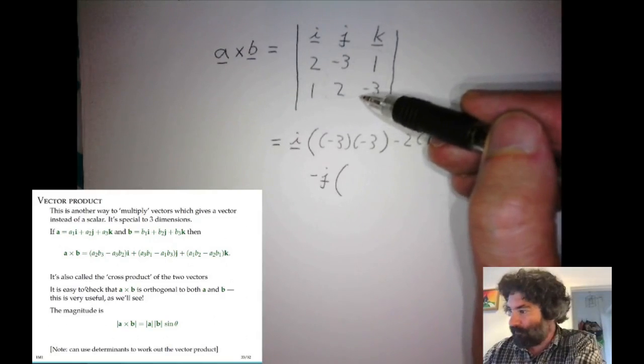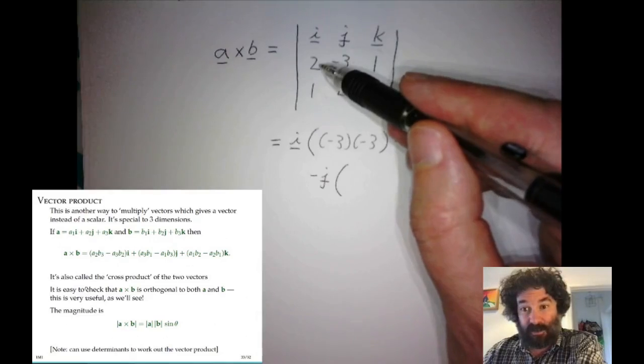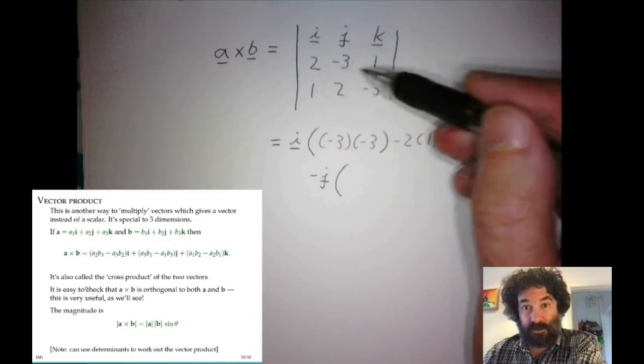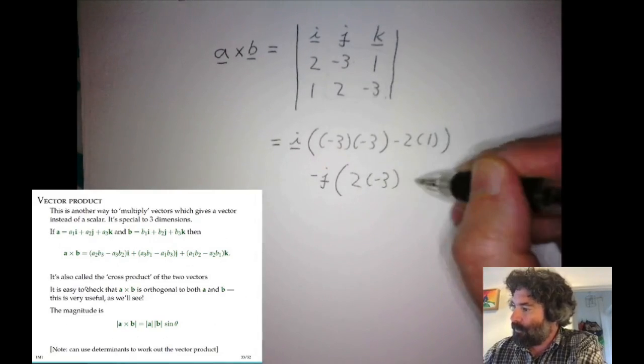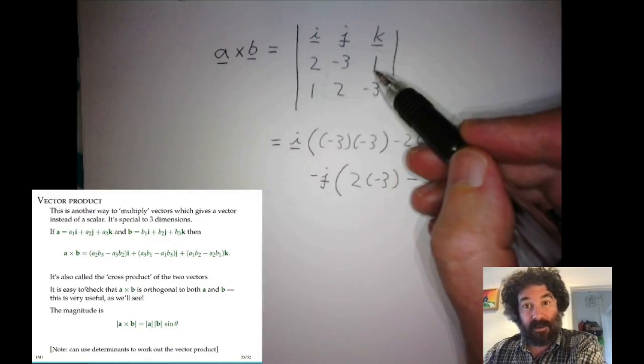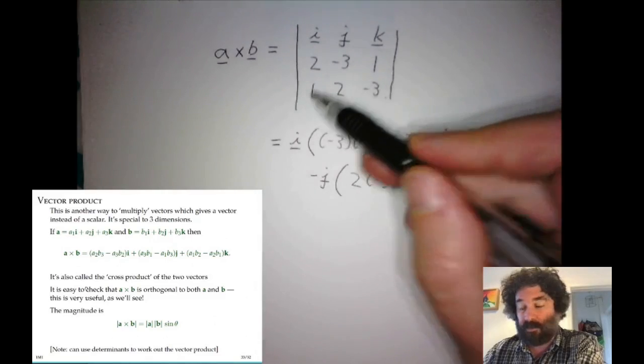And so this determinant is the diagonal entries multiplied together, 2 times -3, minus the product of the off-diagonal entries. So that's -1 times 1.